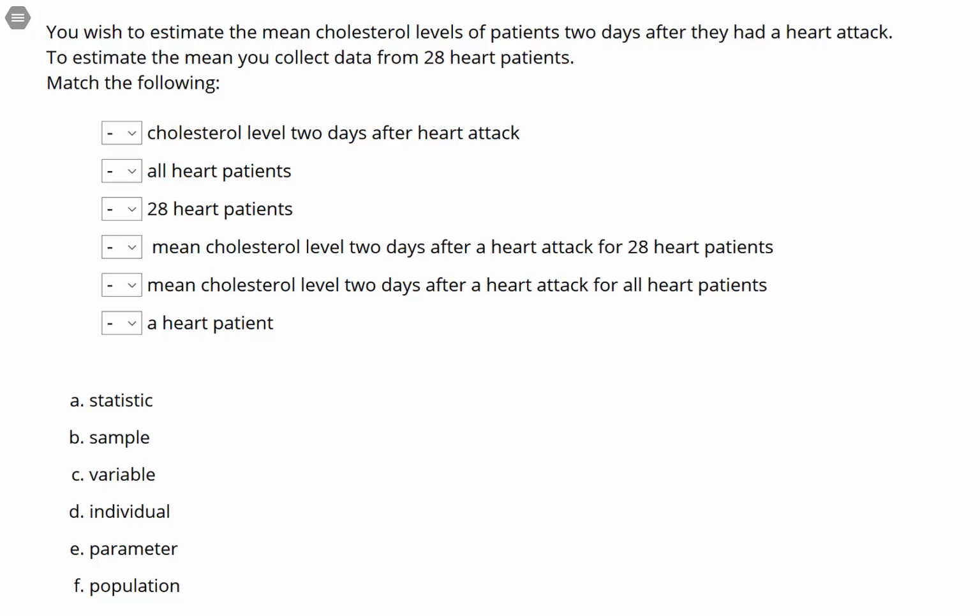You wish to estimate the mean cholesterol levels of patients 2 days after they had a heart attack. To estimate the mean, you collect data from 28 heart patients.